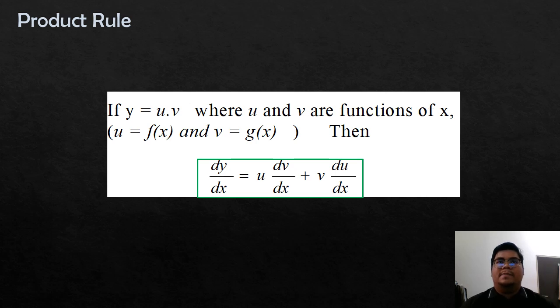Now, moving to the product rule. When you hear the word product, you know that it's a multiplication. So here's our example. If y equals u times v, where u and v are functions of x, then we can find the value of dy/dx using this formula: u dv/dx plus v du/dx. This is the formula we apply when using the product rule. This happens when there are two functions multiplied with each other.